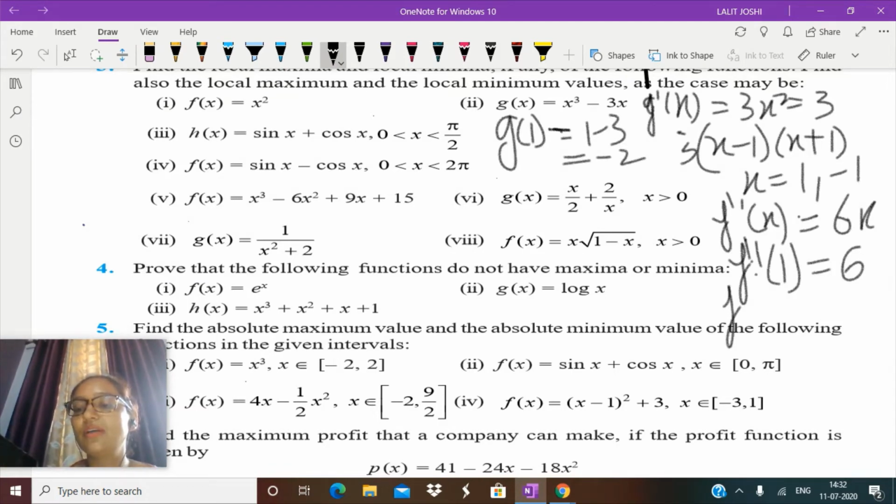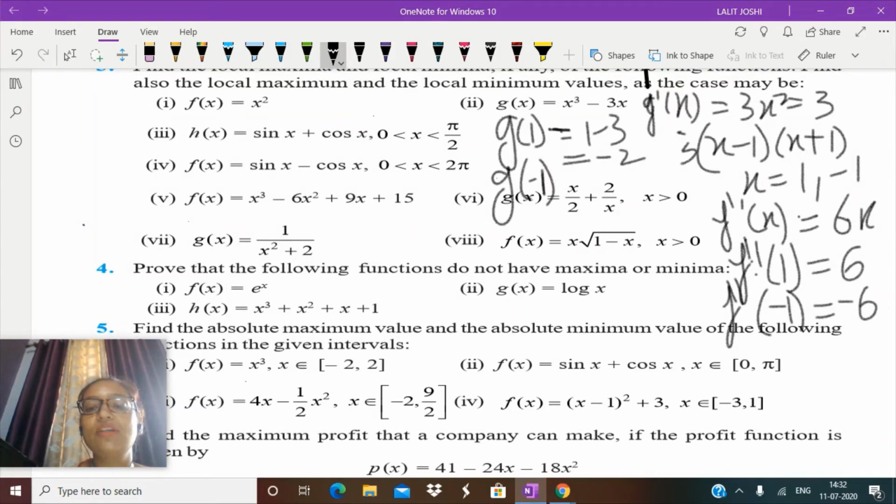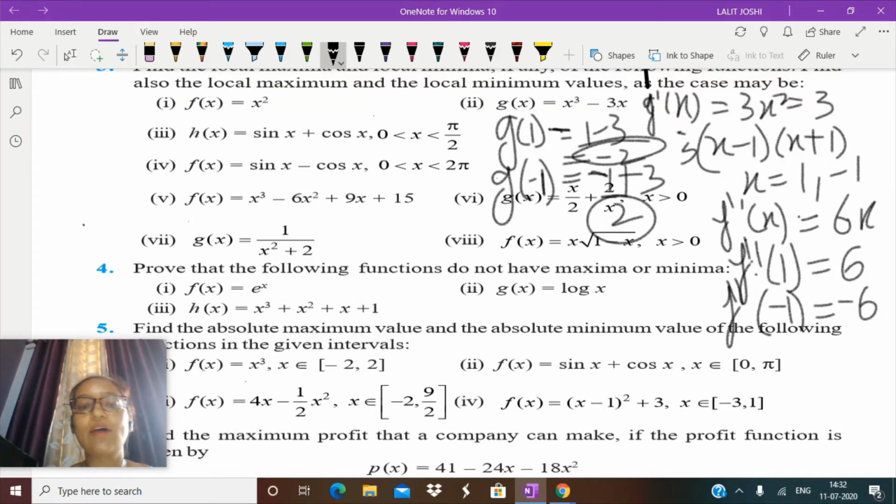Similarly, if I put minus 1 in the second derivative, it will give me minus 6, so it means minus 1 is the point of maxima. And what is the maximum value? If I put minus 1 in the original function, I'll get minus 1 plus 3, which is 2. So the maximum value is 2 and the minimum value is minus 2. This is how we will be solving.